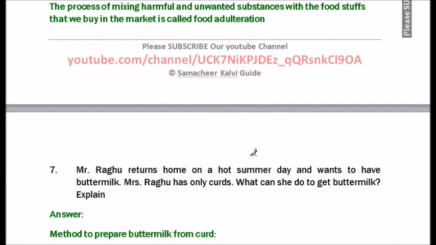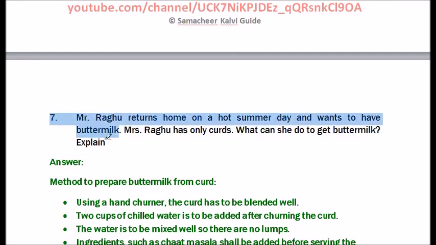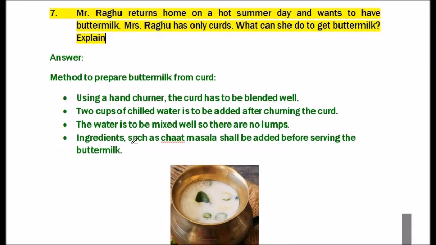Question number 7. Mr. Raghu returns home on a hot summer day and wants to have buttermilk. Mrs. Raghu has only curds. What can she do to get the buttermilk? Explain.